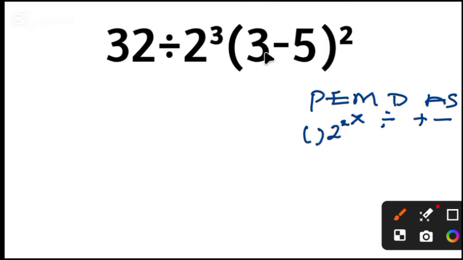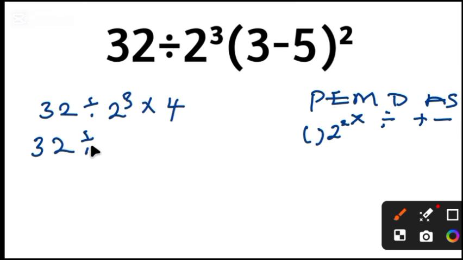We begin with parenthesis. 3 minus 5 is minus 2. Minus 2 squared will give us 4. So we have a new equation which is 32 divided by 2 raised to power 3 times 4. And 2 raised to power 3 will give us 8. We have 32 divided by 8 times 4.